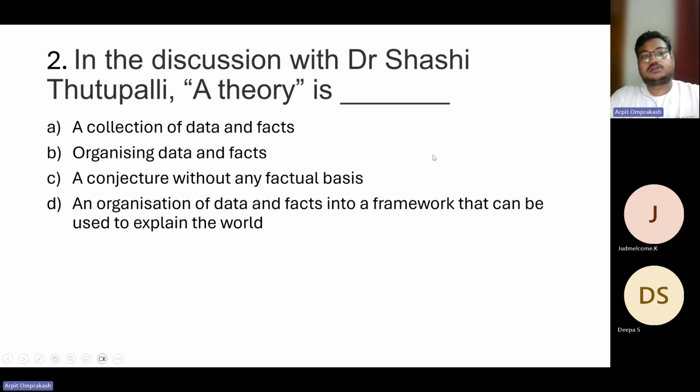Okay. So next, in the discussion with Dr. Sashir Pudupalli, a theory is A, collection of data and facts, B, organizing data and facts, C, a conjecture without any factual basis, D, an organization of data and facts into a framework that can be used to explain the world. So what do you think is the correct answer? A, B, C, D? Can you guys just type it into the chat box or unmute yourself and speak?